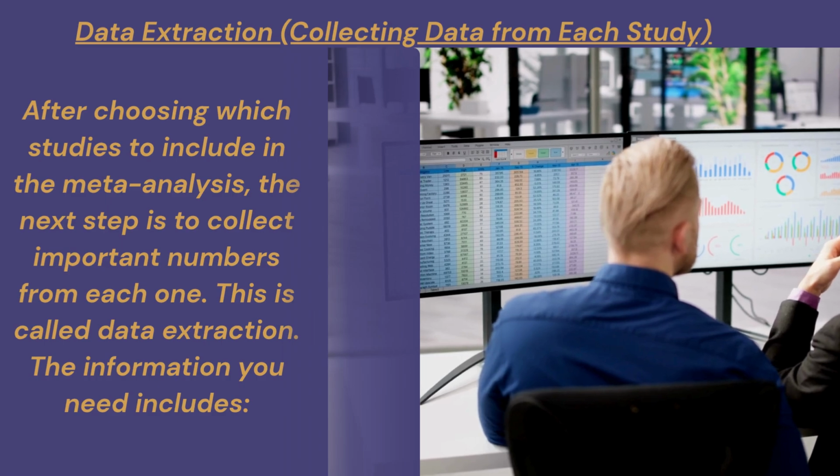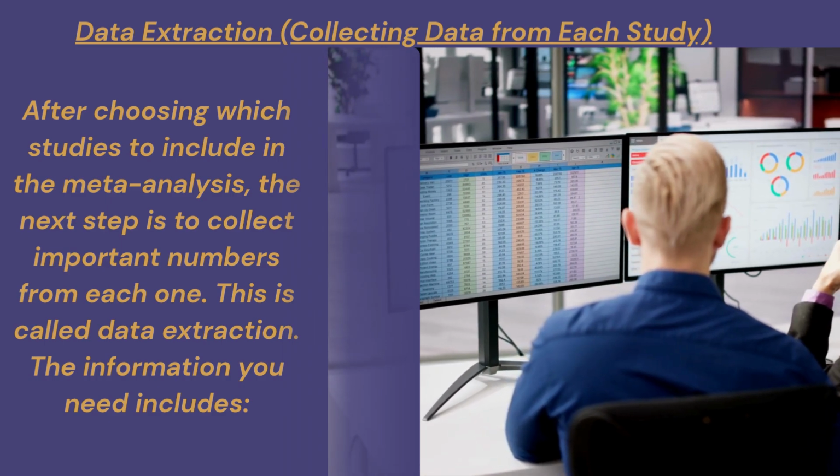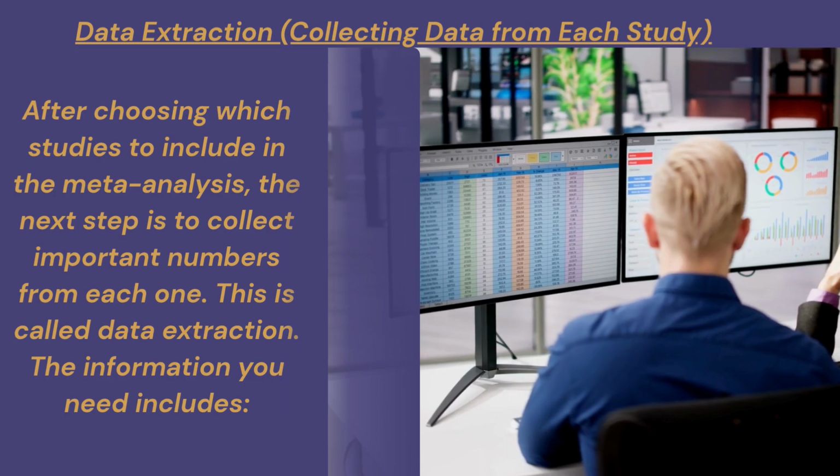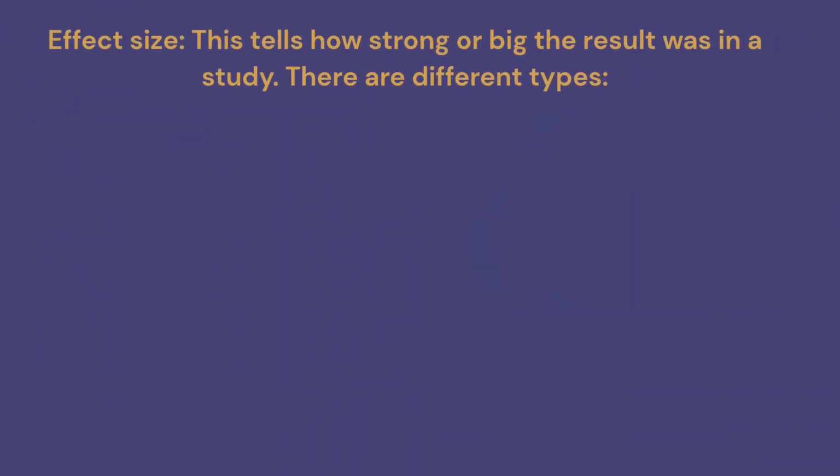Data extraction, collecting data from each study. After choosing which studies to include in the meta-analysis, the next step is to collect important numbers from each one. This is called data extraction. The information you need includes effect size. This tells how strong or big the result was in a study.